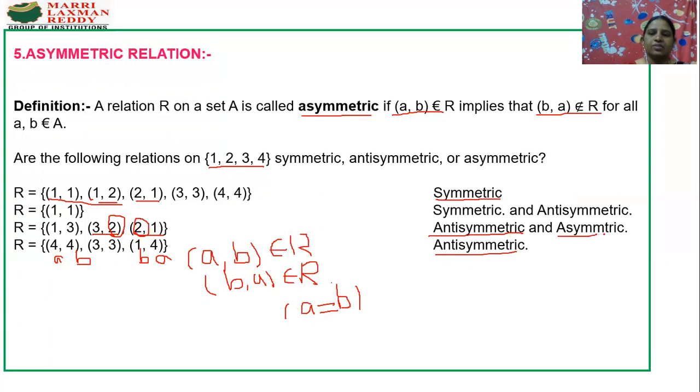Now what about asymmetric? (a, b): suppose we take (1,3). (1,3) is present in the relation, but (3,1) is not present in the relation. So it is asymmetric. But if you take (1,2), (2,1) is also there, so it is not asymmetric. So these are the examples of symmetric, asymmetric and anti-symmetric.